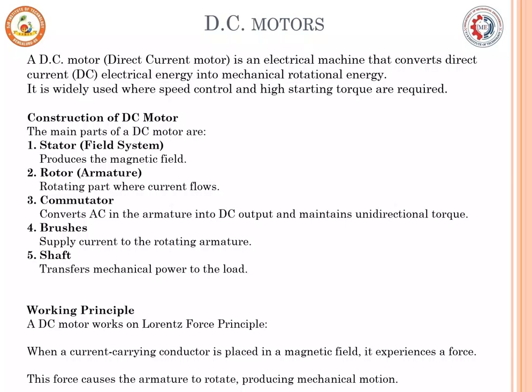By using the commutator, we are able to convert the AC in the armature to the DC output, maintaining a unidirectional torque. The brushes supply current to the rotating armature. Finally, the shaft transfers the mechanical power to the load. The working principle: a DC motor works on the Lorentz force principle. When a current-carrying conductor is placed in a magnetic field, it experiences a force. This force makes the armature rotate, producing mechanical motion.